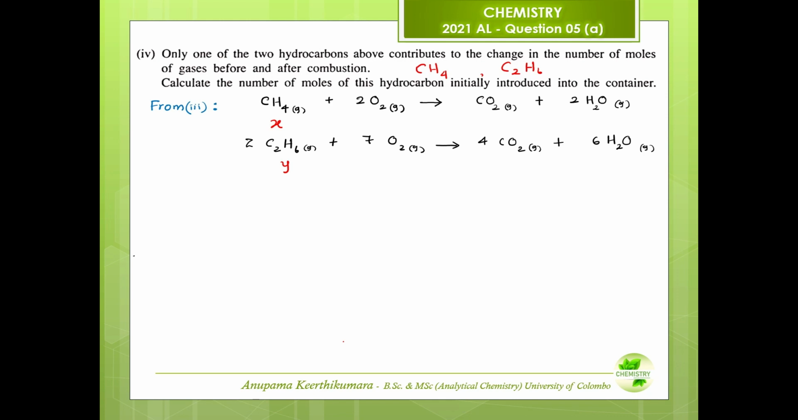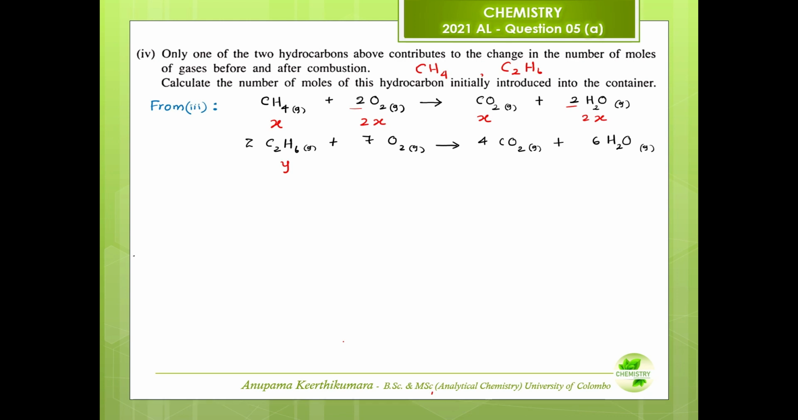Then for the complete combustion of CH4 gas, we need 2X moles of O2 gas, because in the stoichiometry we can see 1:2. And then the produced amount of carbon dioxide from the combustion of methane is X moles, stoichiometry 1:1. Then again water, stoichiometry 1:2. Therefore, the produced number of moles of H2O gas is 2X moles. Now we will move to the second equation.